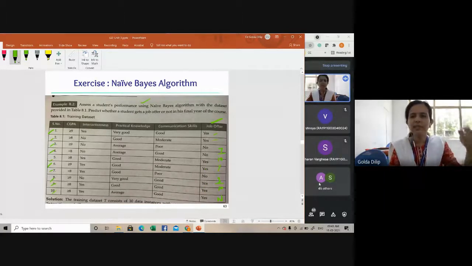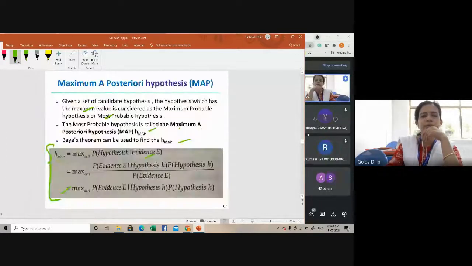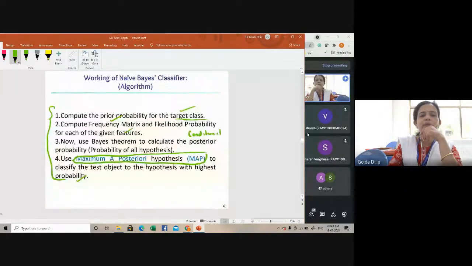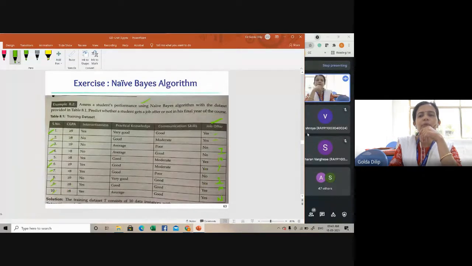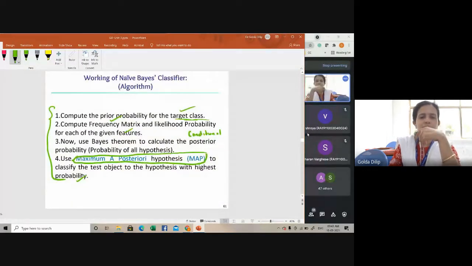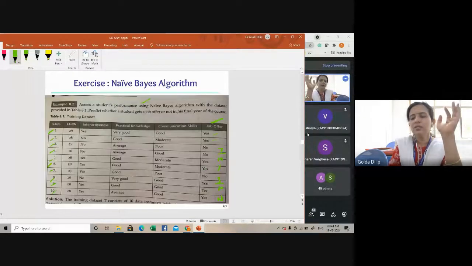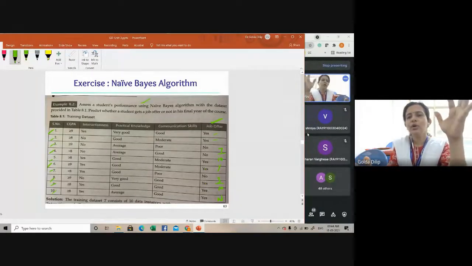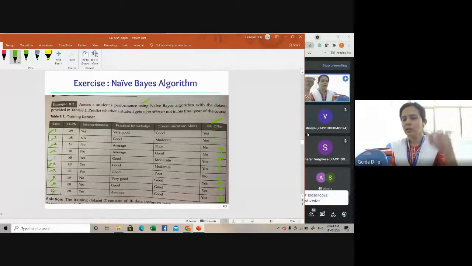So can you start by the time I take attendance? You need to compute the prior probability of the target class, then compute the frequency matrix for each of the given features, and the likelihood probability. Use Bayes theorem, then use MAP to see which is the one with the highest probability, and then based on the result we can make a prediction as to whether the particular student is getting a job offer or not in his final year.